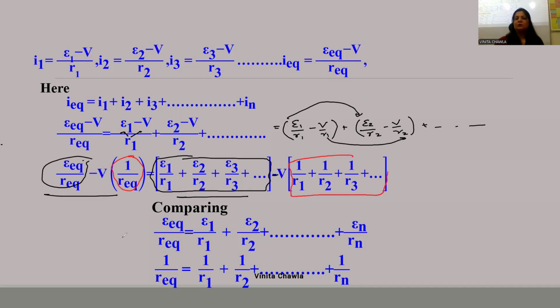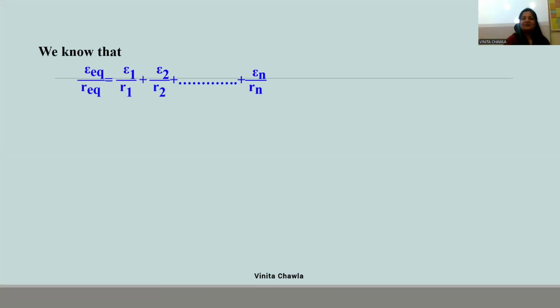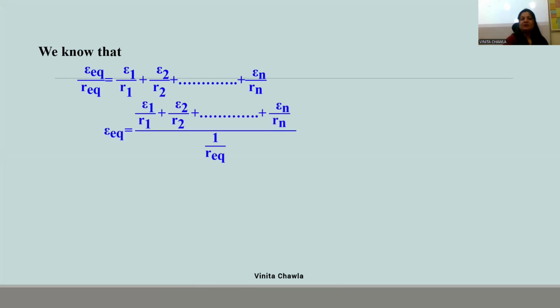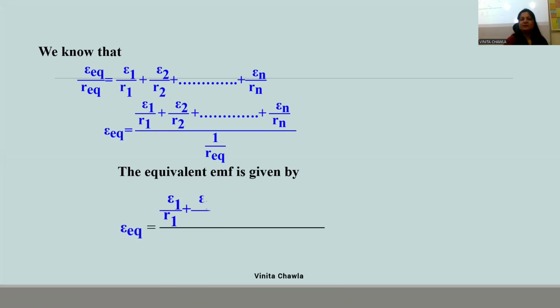So now we have got the final expressions for net EMF and net internal resistance. So we know that this EMF equivalent upon R equivalent is this. What did we do? We had got this expression, right? Now what did we do? We moved this R equivalent to the other side. So equivalent EMF is given by this.